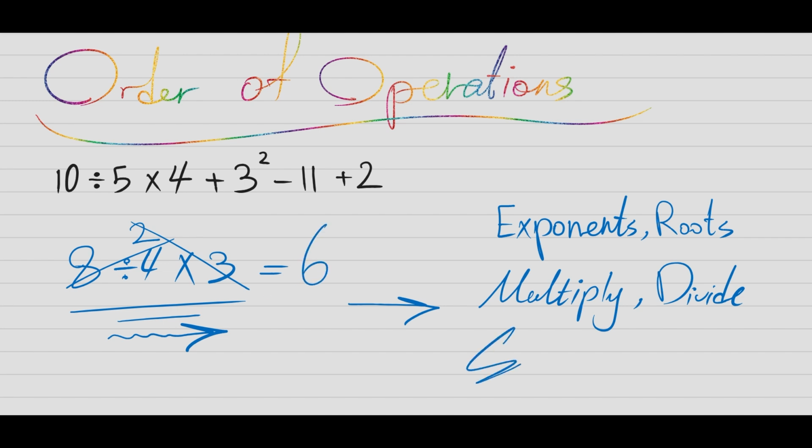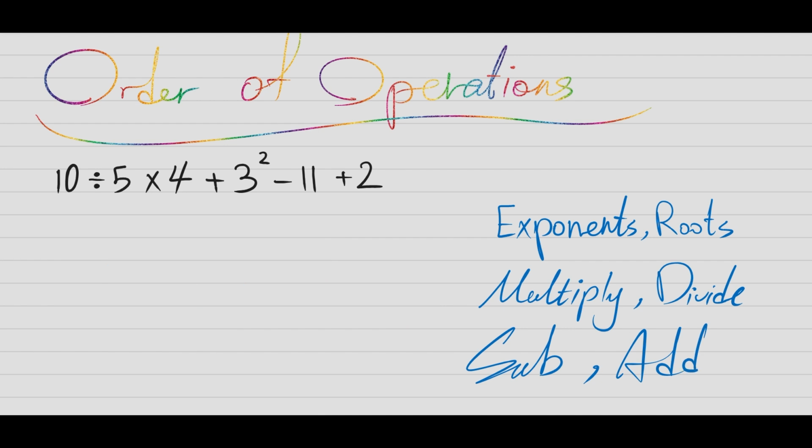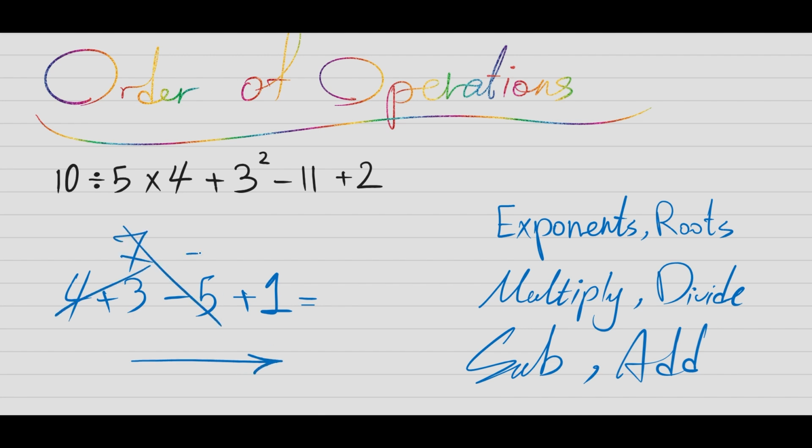Then the last order is subtraction and addition. These two are a bit similar to multiplication and division because they are done at the exact same time, going from left to right. So if we have an expression like 4 plus 3 minus 5 plus 1, we just solve this going from left to right. So 4 plus 3 will be 7, 7 minus 5 will be positive 2, and 2 plus 1 will be equal to 3. Now zooming out, this is our order of operations.